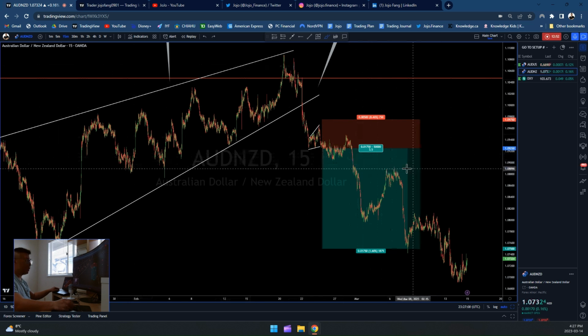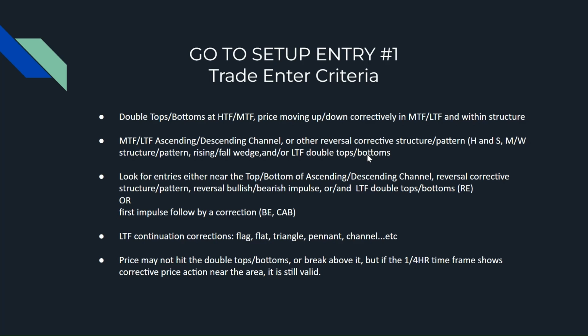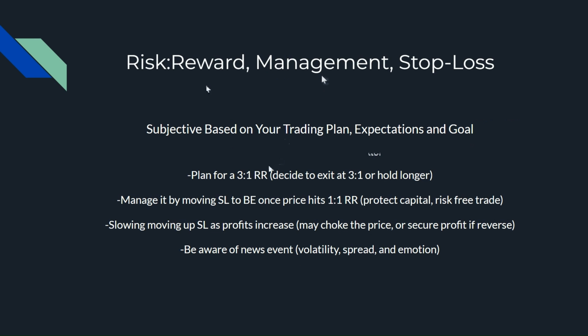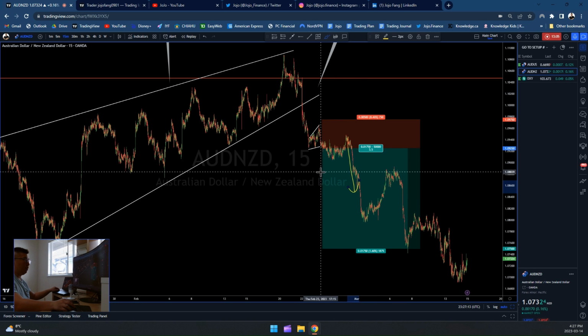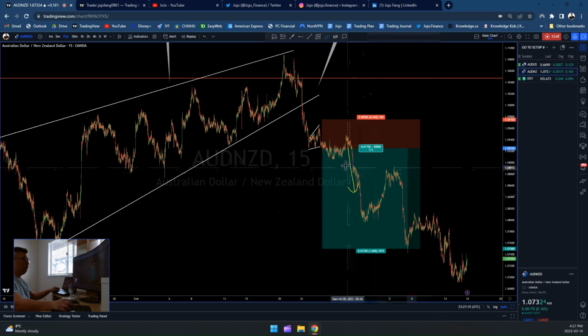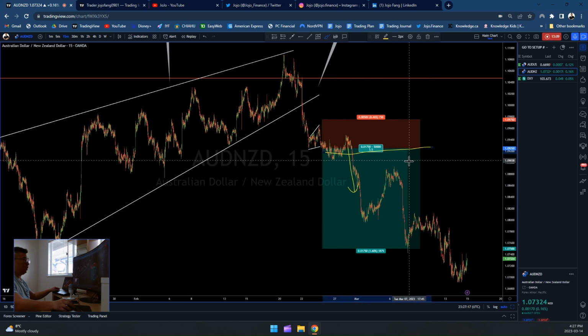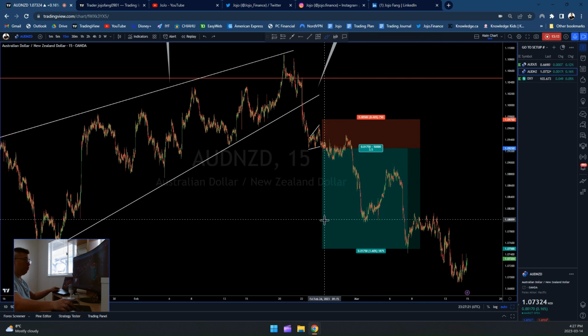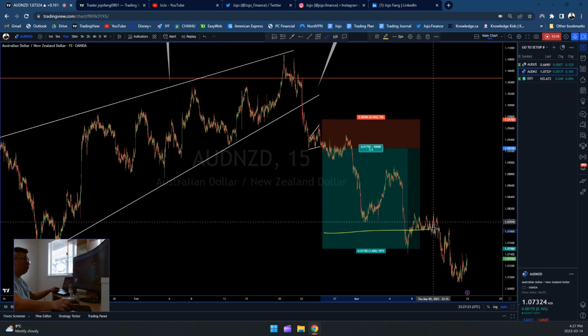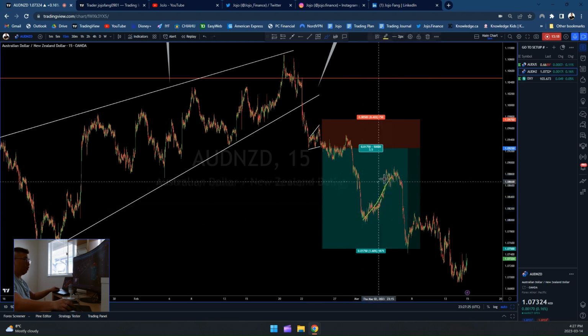So in this prime example here, I want to use this as the one that we talk about in terms of management. We talk about moving the stop loss to break even once it hits 1-to-1. So that's pretty good. When price pushes down like this, once it hits about 1-to-1, you can move the stop loss to break even, which is a good thing to do. And you can see price slowly moves down more and more, and at one point almost hits the 3-to-1 risk reward.